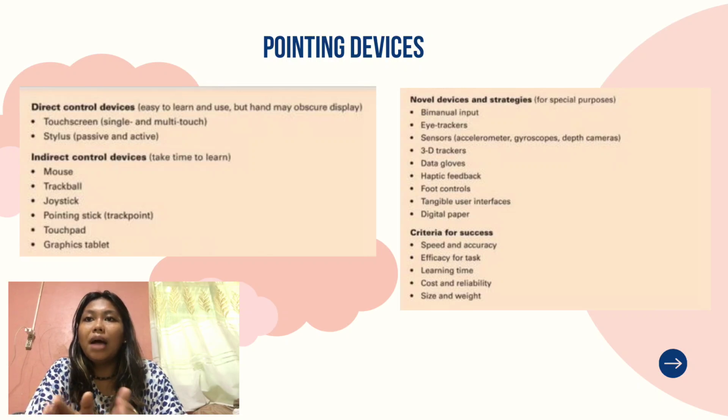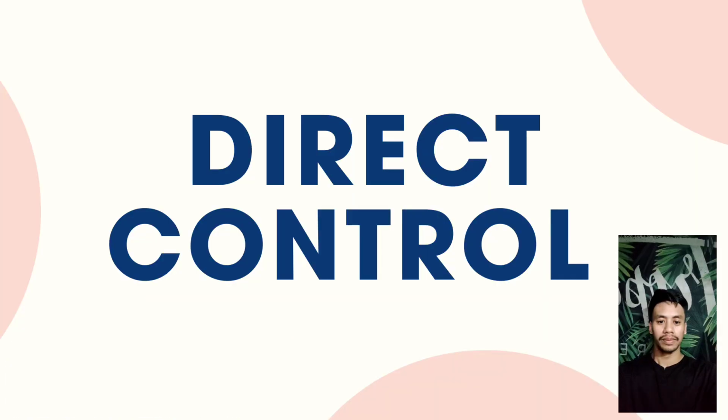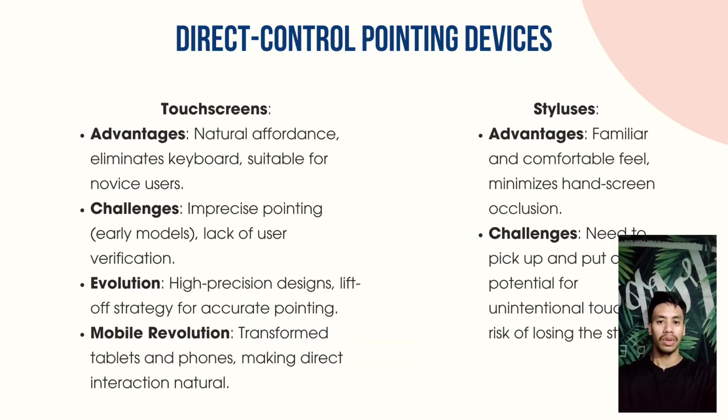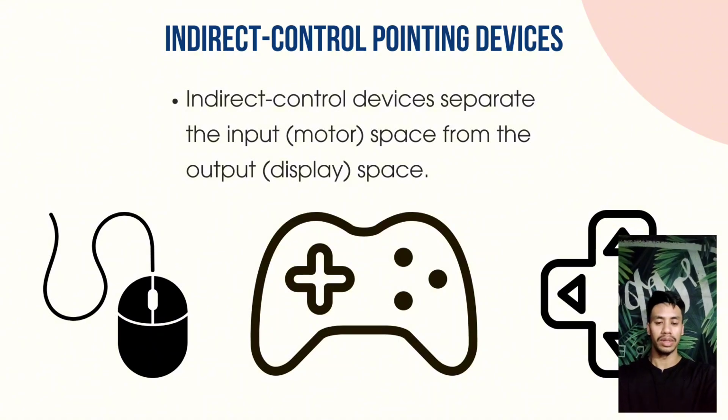This is called absolute input, since 1 point in motor space corresponds to 1 point in visual space. Relative input, on the other hand, deals with translations and rotations from a current position and includes devices such as the mouse, joystick, and trackball. Pointing devices are essential for interacting with computers, allowing us to control the cursor and select objects on the screen. We'll explore two main categories: direct control and indirect control pointing devices.